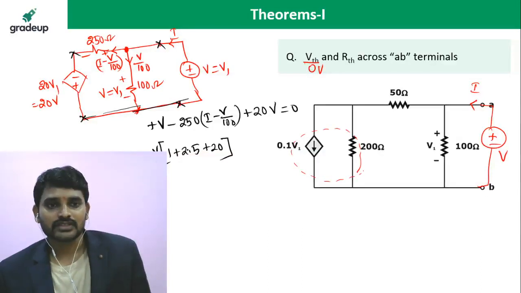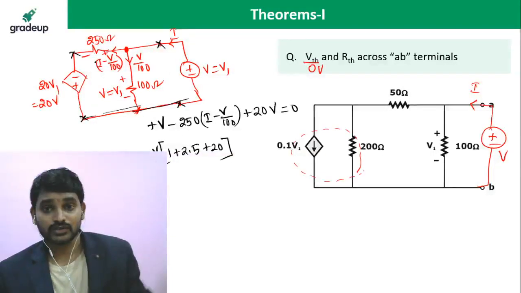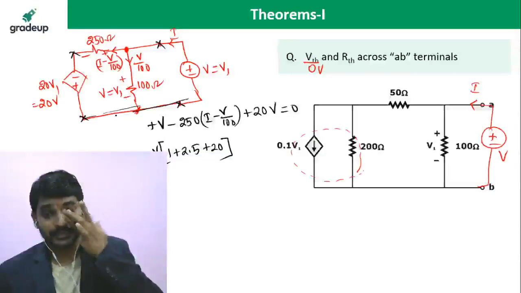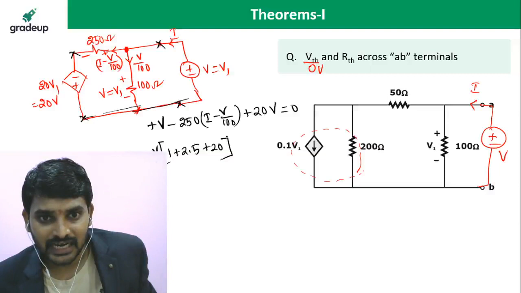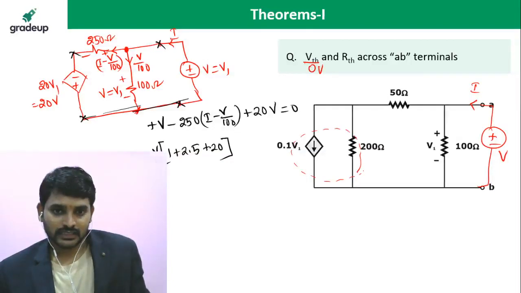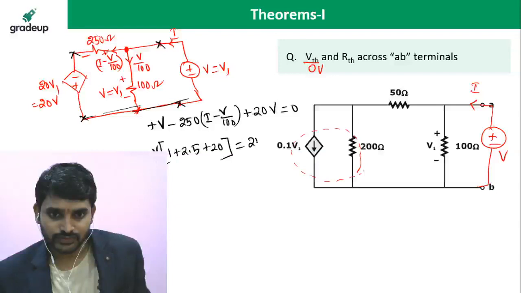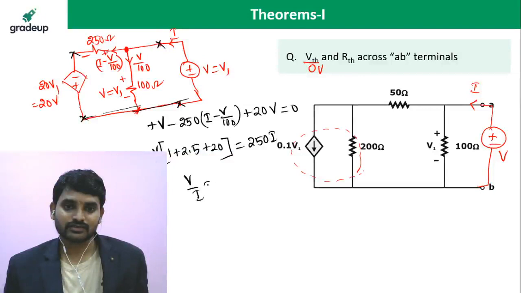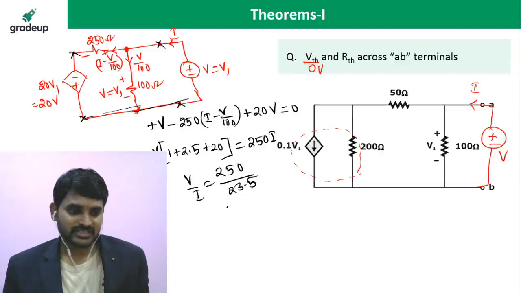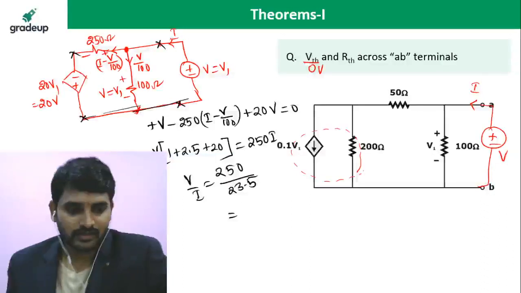Is it so? Correct me if I am doing anything wrong, if I missed any polarities. Plus V and minus 250 into current I minus V by 100 and plus 20 V. All leaving polarities I have considered. So this will be plus 250 by 100, 2.5, and plus 20 is equal to 250 I. Alright, this will be 23.5 V. V by I is equal to 250 divided by 23.5. How much is the answer you are going to get?